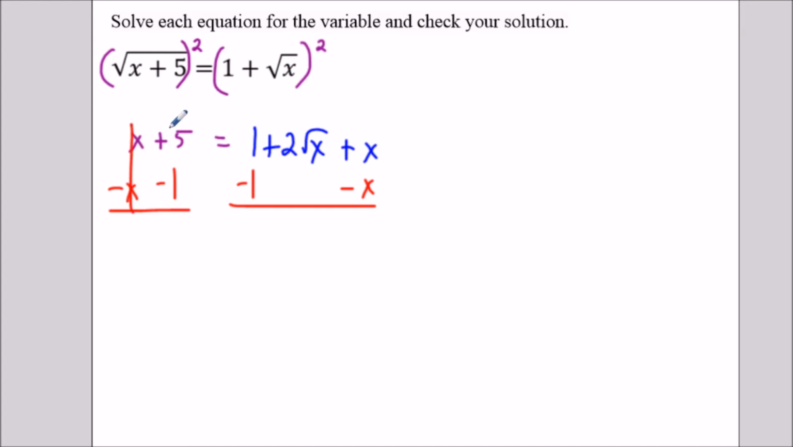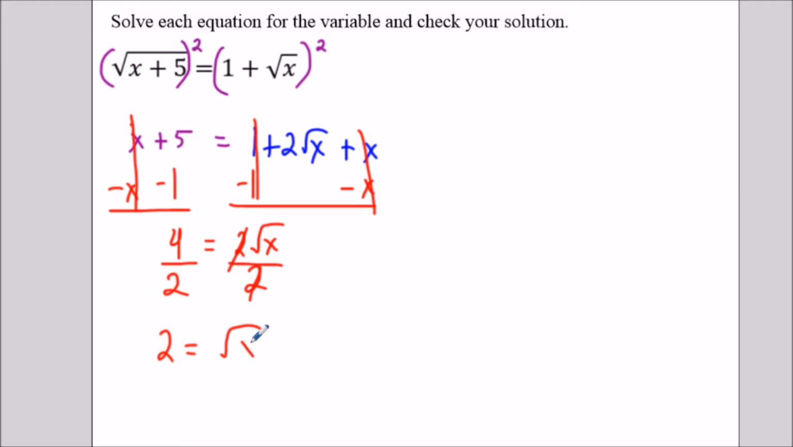So then in this case here, the left side, whoops, let's not cross out everything. X minus x cancels, giving us 0. 5 minus 1 is equal to 4. 1 minus 1 cancels. We have 2 square root of x, and then x minus x cancels. So then for this part, we're going to divide both sides by 2. And we've got 2 equals the square root of x.